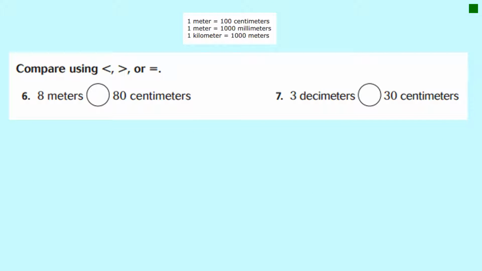Oh, here we go again. Compare using less than, greater than, or equal. They love these problems, don't they, in this book?